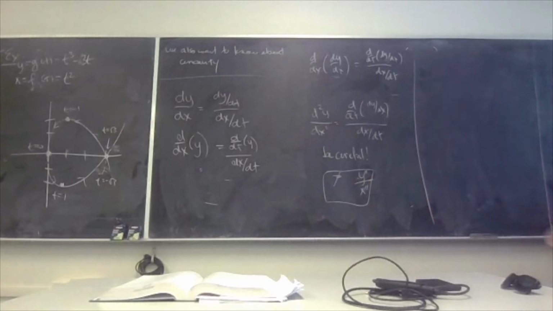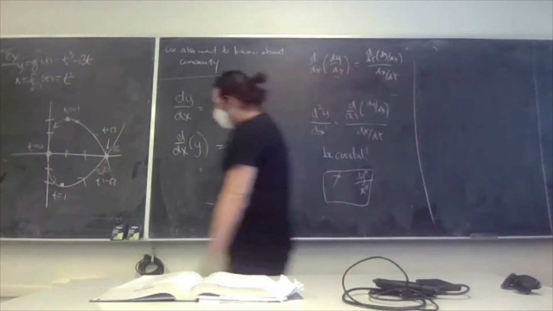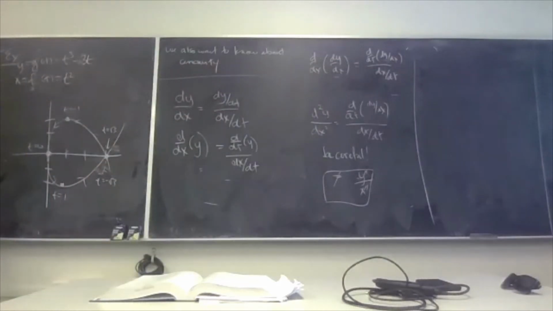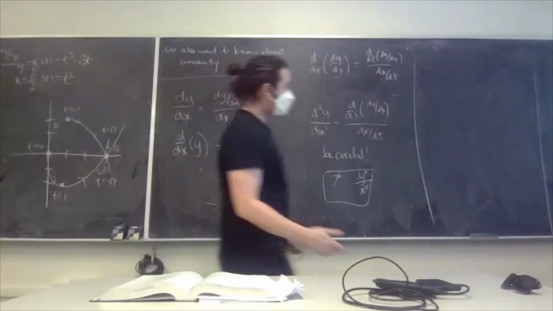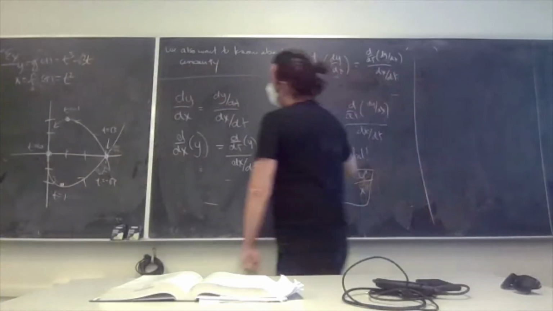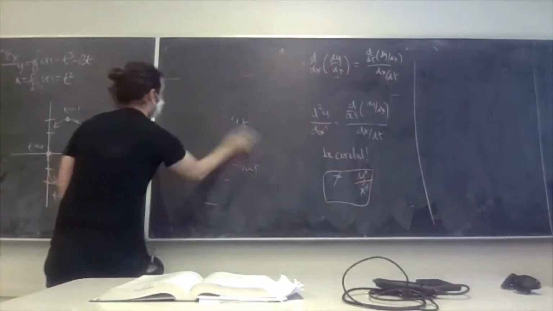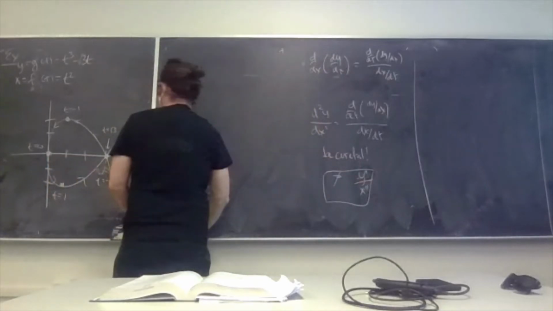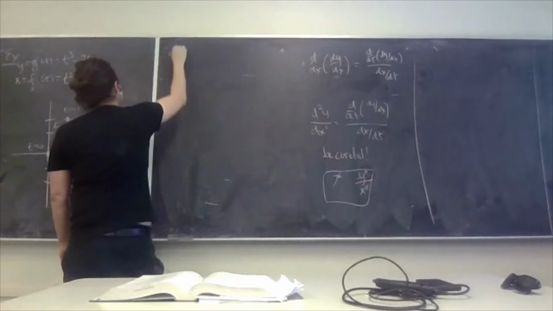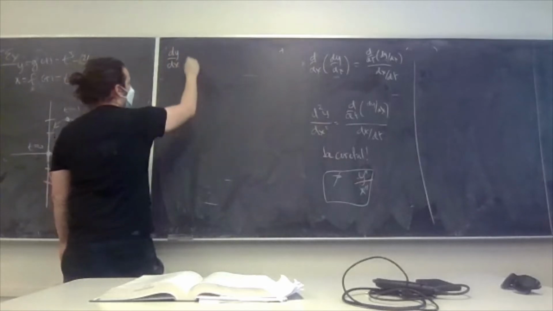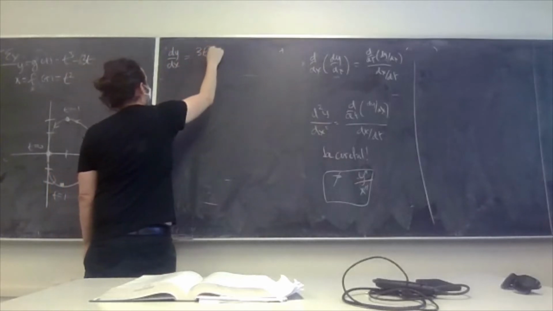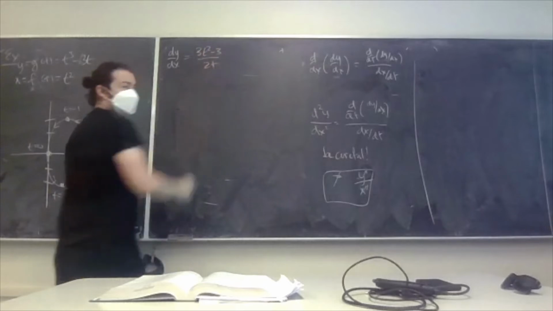Okay. So I would like to know where this function changes concavity, which I suspect happens right here. So I'm actually going to compute the second derivative. So the computation of the second derivative in this case, what was dy dx again? Dy dx in its parametric form was 3t squared minus 3 over 2t.